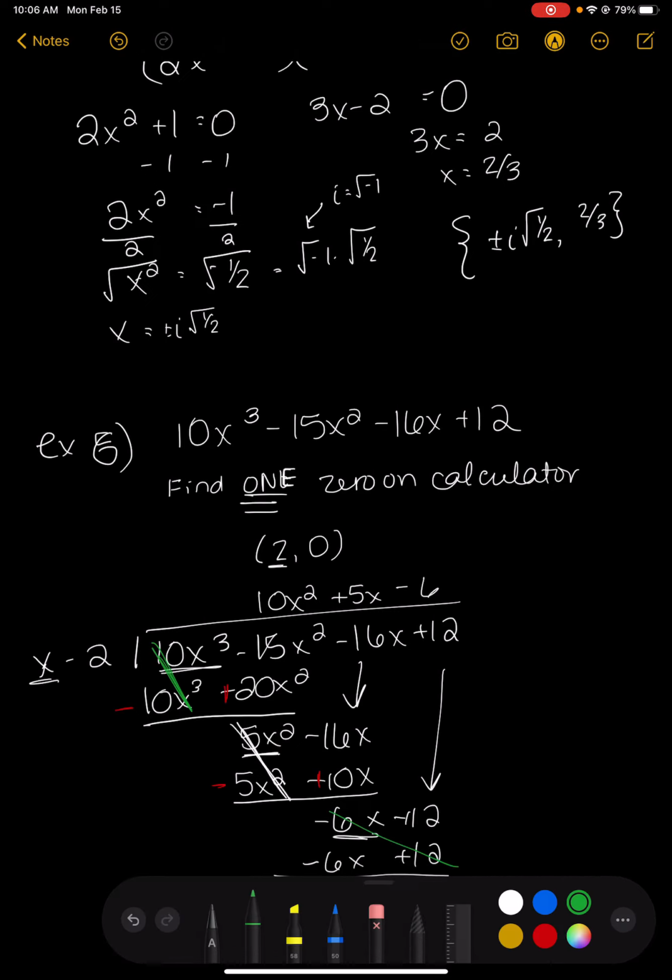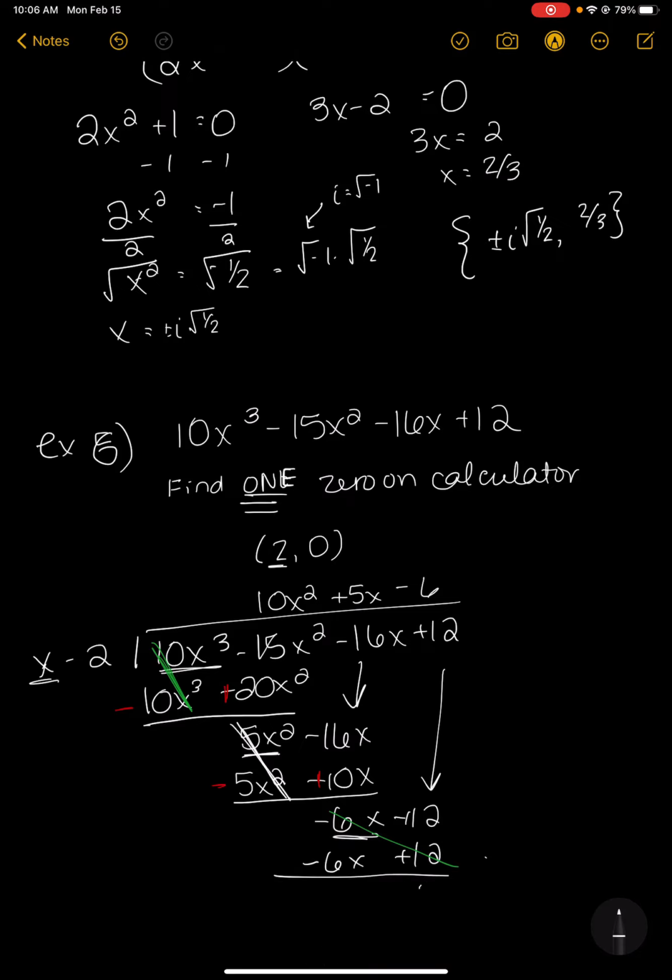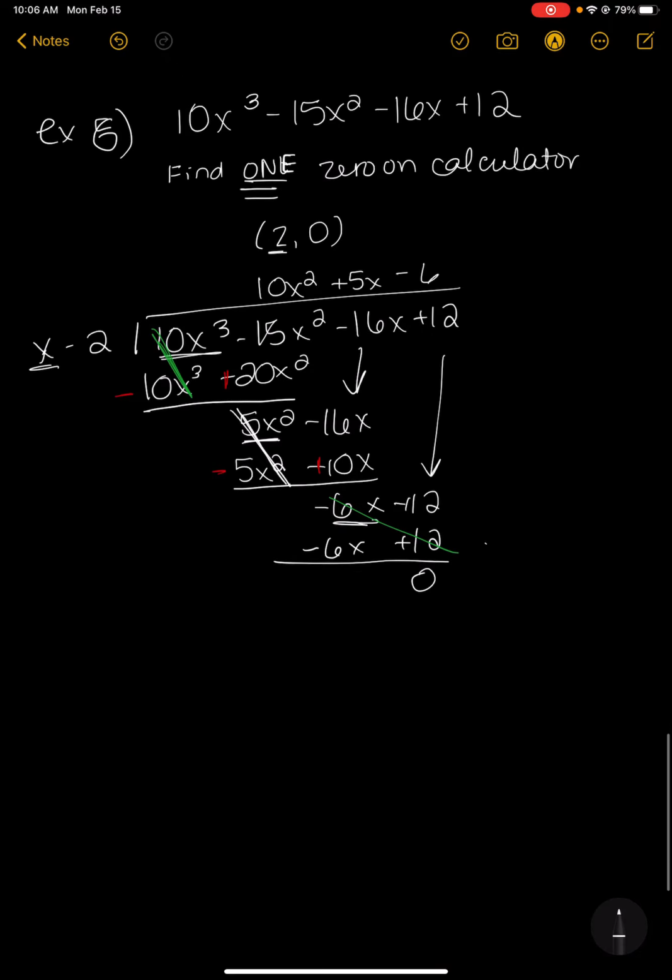My remainder is 0. I know that x minus 2 is a factor. Really, we should already know that because we found it on the graph. And then you've got 10x squared plus 5x minus 6. And so you want to see if it factors. We want to see if we can get the rest of the zeros and the rest of the factors.